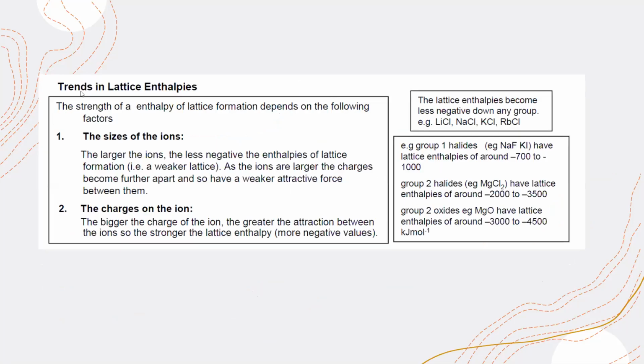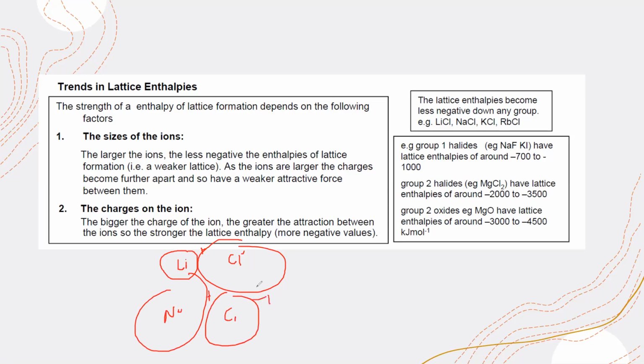And the trend in the lattice energy, you have to recall how the lattice energy changes. The lattice energy becomes less negative, like lithium chloride, sodium chloride. What is the reason for that? Because lithium has a smaller size, so it has greater attraction towards the chloride ion as compared to sodium. So as we go down the group for the metal compounds, as the size increases, the lattice energy will decrease.